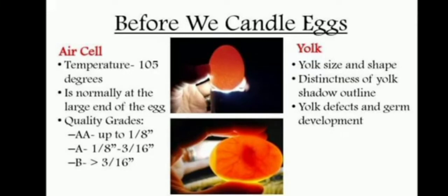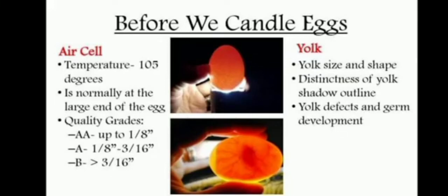There are also quality grades: AA is up to 1/8 inch, A is 1/8 inch to 3/16 inch, and B is 3/16 inch or more. Also the yolk matters, like yolk size and shape, distinctness of yolk, shadow outline, yolk defects, and germ development.